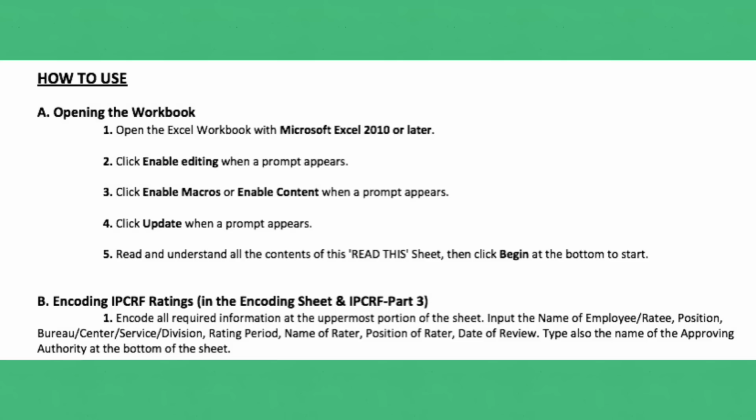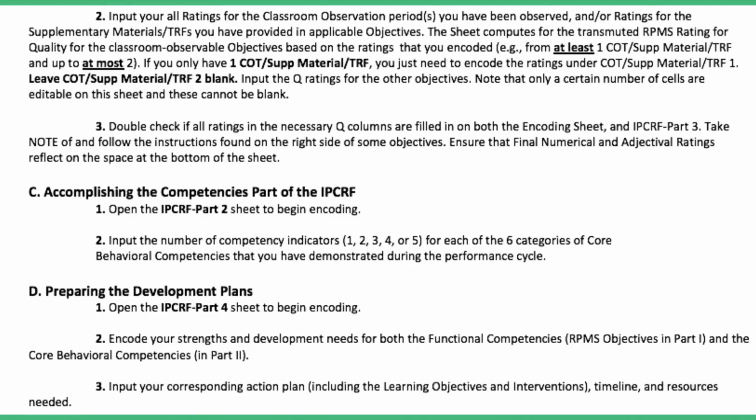For encoding IPCR ratings, encode all the required information at the uppermost portion of the sheet. Input the name of the employee, ratee, position, bureau, the division, the name of rater, position of rater, date of review. Type also the name of the approving authority at the bottom of the sheet. Input all the ratings for the classroom observation periods you have been observed and the ratings for the supplementary materials or the MOV you have provided in applicable objectives.